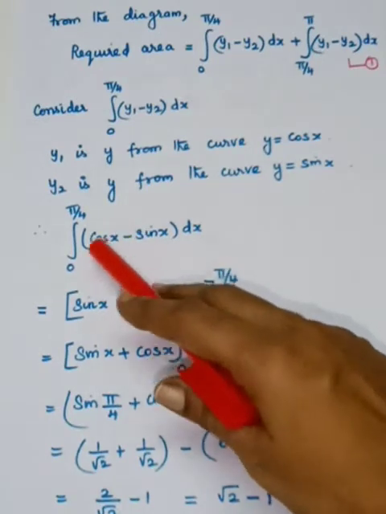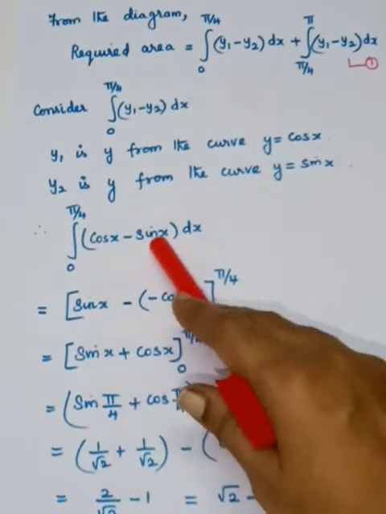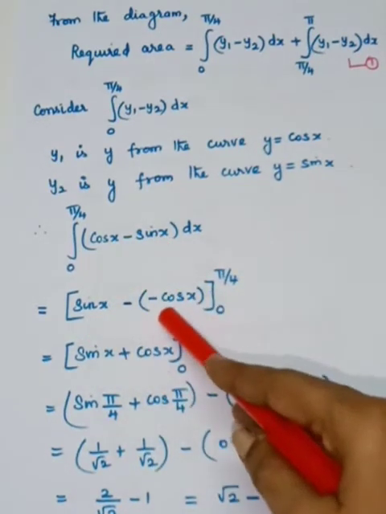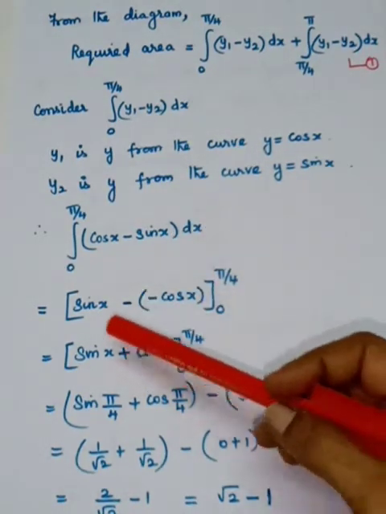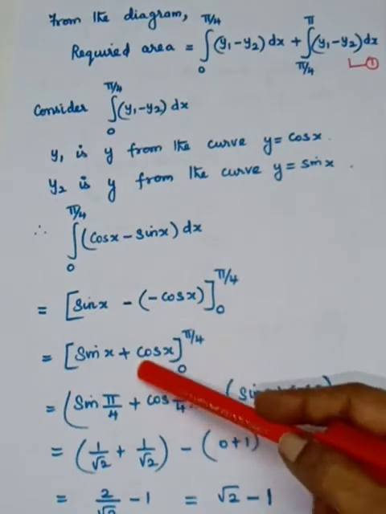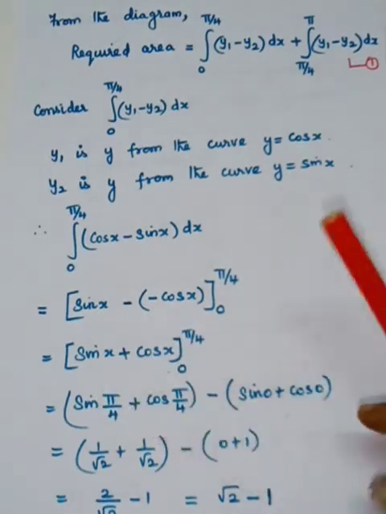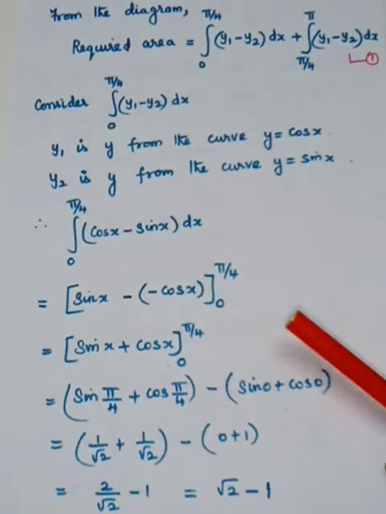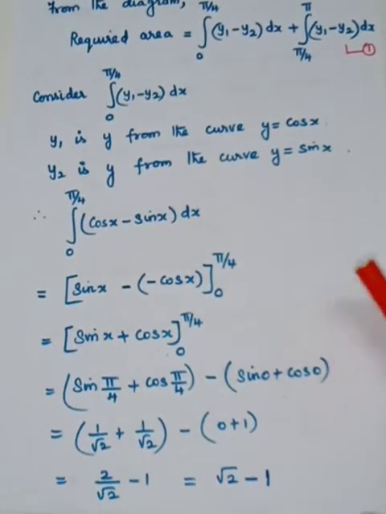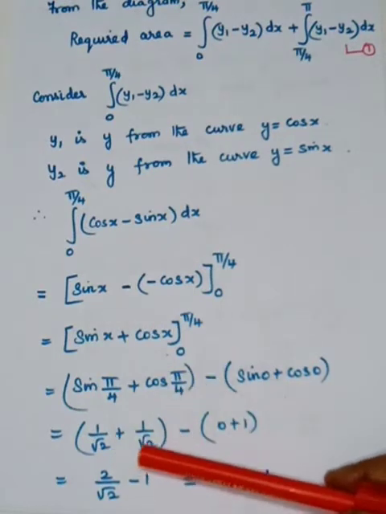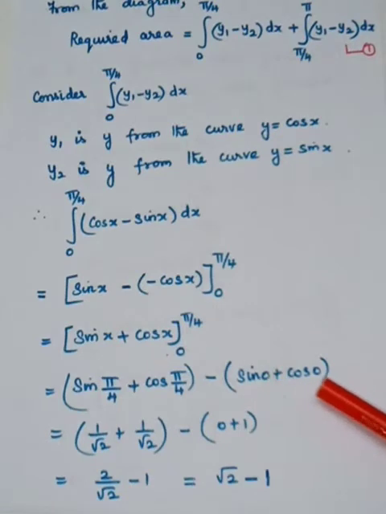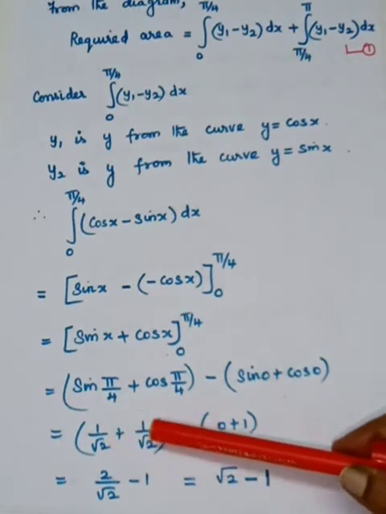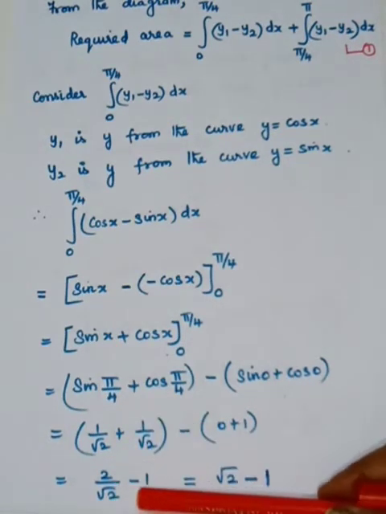So the integration of cos x is sin x, and the integration of sin x is minus cos x, and the limits vary from 0 to pi by 4. Here minus into minus is plus. Apply the upper limit pi by 4: sin pi by 4 plus cos pi by 4, minus sin 0 plus cos 0. Sin pi by 4, sin 45 degrees, is 1 by root 2, plus cos 45 degrees, 1 by root 2, minus sin 0 is 0, cos 0 is 1.